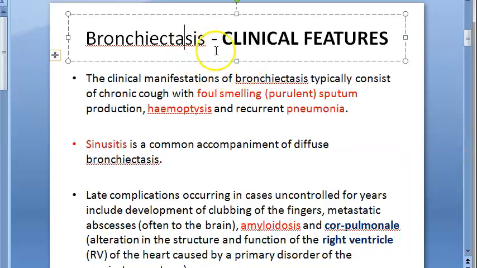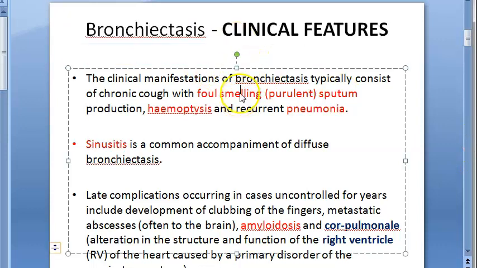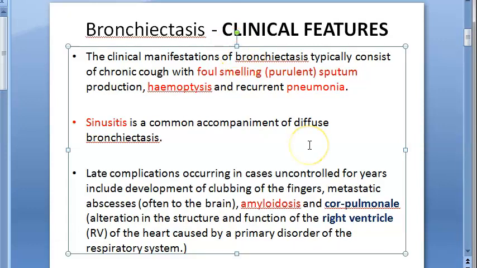The clinical features of bronchiectasis are that the person will be coughing a lot with a copious amount of sputum; foul smelling, purulent sputum will be there. There can be hemoptysis, that is sputum which has blood, and there could be pneumonia. Pneumonia is what? Inflammation of the air sacs. Sinusitis can be there. How do you define sinusitis? There will be inflammation of the tissue which lines these sinuses.